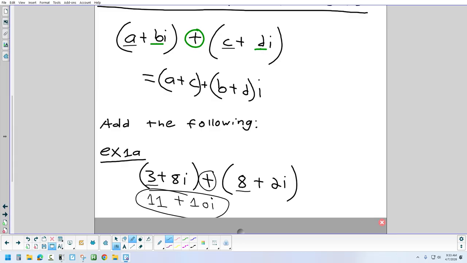And that's all you can do. You can't add the 11 and the 10 and say, oh, it's like 21 or 21i. No, that's the final answer. Any question on that one?